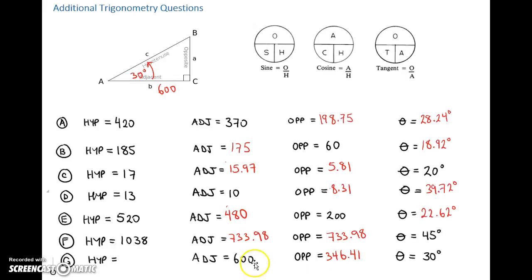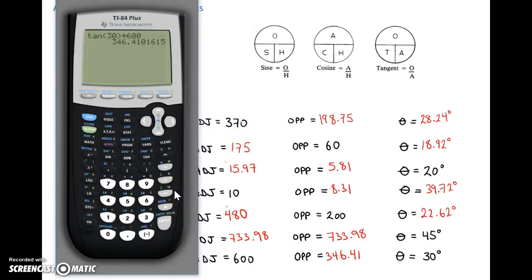Okay, and then we'll use this angle and the adjacent again, in order to find the hypotenuse. And at that point, we're going to use cos, right? Because we need to find the hypotenuse. It's going to be the adjacent divided by cos of the angle. Adjacent divided by cos of the angle. So 600 divided by cos 30.